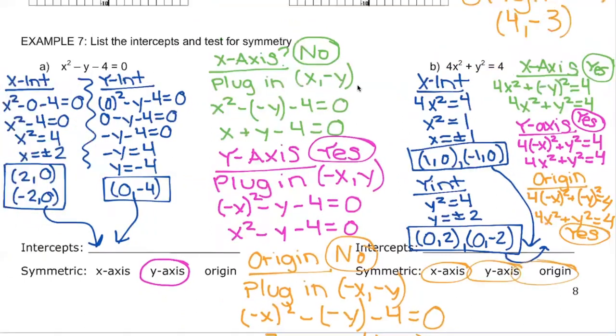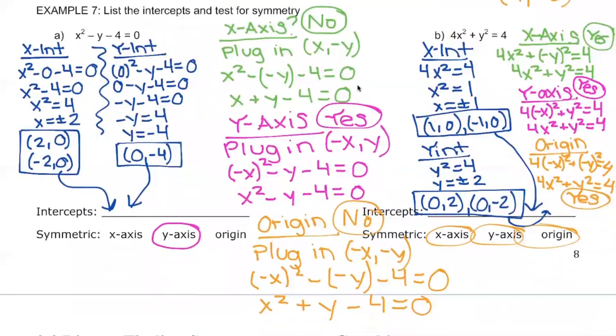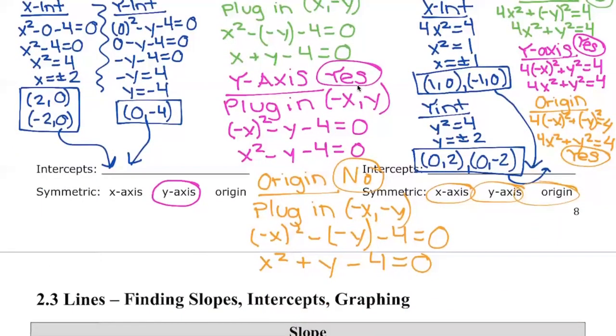Okay. So we will do more practice with this in class on the warm-up, and then you will have to also do this in your MathXL. So I will see you in class.